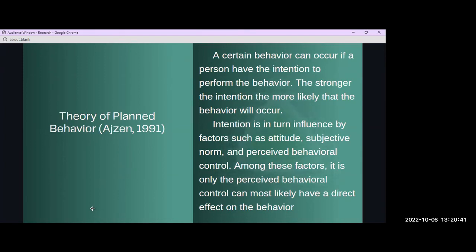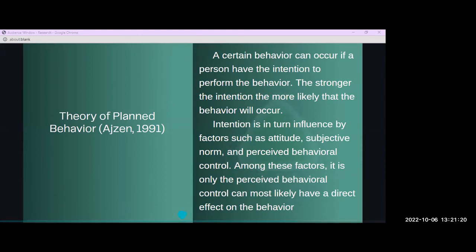Then, according to him, intention is in turn influenced by different factors such as attitude and subjective norm. Subjective norm is social pressure, okay? And perceived behavioral control, the ability of a person to perform the behavior. Among these factors, only perceived behavioral control can most likely have a direct effect on the behavior. So the Theory of Planned Behavior really explains how certain behavior can occur. So the theory is the basis of our relationship model.